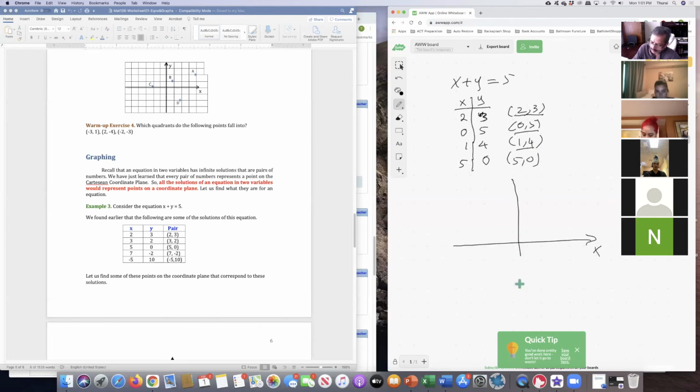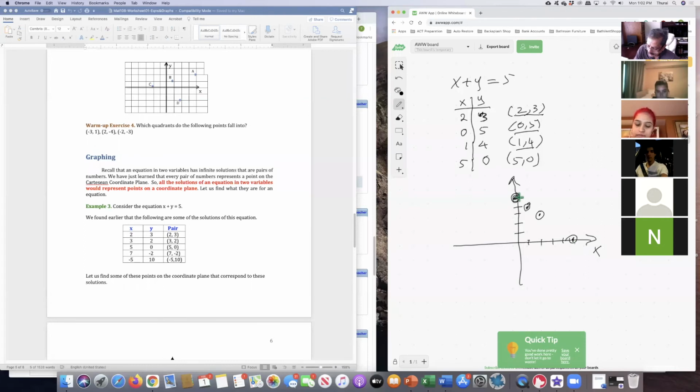X-axis, y-axis, 0, 5, 1, 2, 3, 4, 5. That's 0, 5. And 2, 3, 1, 2, 2, 3 is right here. And 1, 4 is right there. And then 5, 0, 2, 3, 4, 5, 0. When the y-coordinate is 0, the point will be on the x-axis. When the x-coordinate is 0, it's on the y-axis.